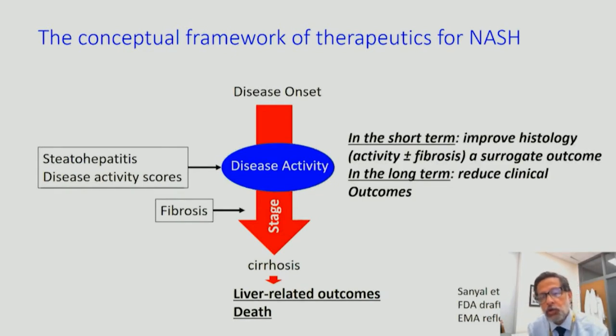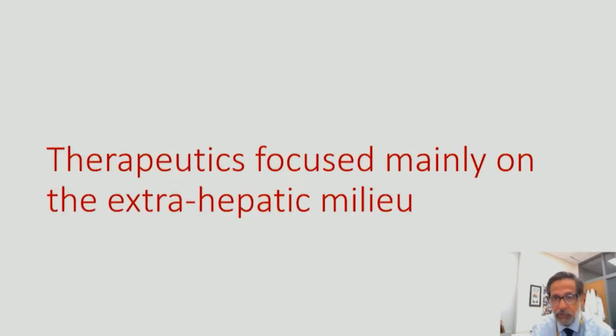So in the short term, our goal is to improve liver histology, which is activity or fibrosis or both, which is a surrogate outcome. And in the long term, our goal is to improve clinical outcomes, which is prevention of cirrhosis, and if you do progress to cirrhosis, to have fewer liver outcomes. Now, having set the stage for what we expect from therapeutics, let's now think about the pathophysiology and how the pathophysiology can be translated into therapeutics.